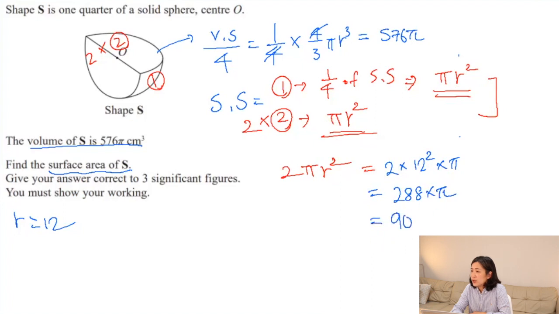Then the question asks you to give the answer to 3 significant figures. If you use your calculator and multiply by pi, your answer will be 904.77. For 3 significant figures, you want to have 3 digits, and the next number rounds up, so it ends up with 905 square centimeters.